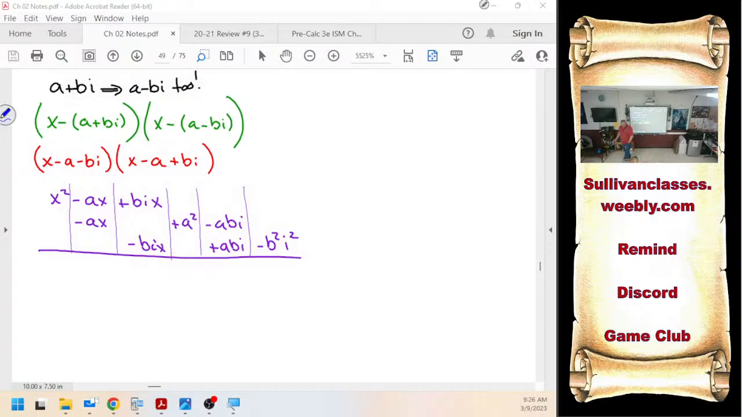Okay. Are we getting the distribution of it? Now, look at what happens at the end of this, even with no numbers there. I'm going to have 2 of these terms. These terms are going to cancel out. These terms are going to cancel out. And i squared is -1. So I get plus a squared plus b squared.